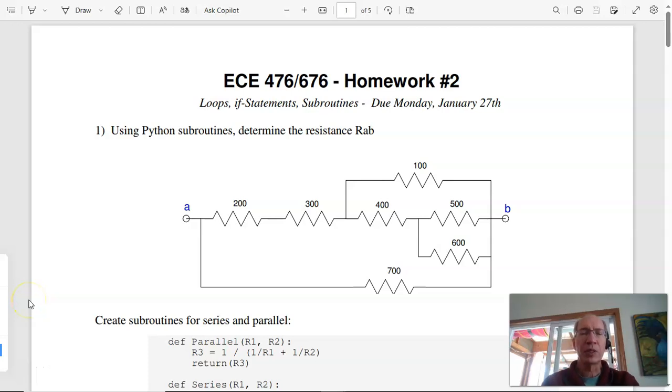Here are solutions to homework set number 2 for Advanced Embedded Systems. This homework set looks at using loops, if statements, and subroutines in Python. So the first problem is, using subroutines, find the total resistance of this circuit.